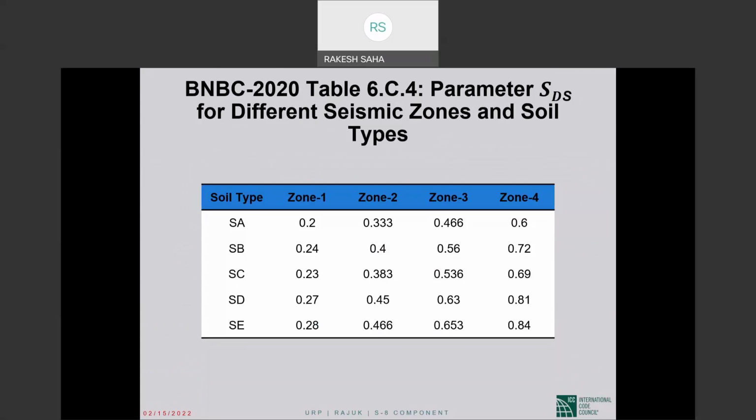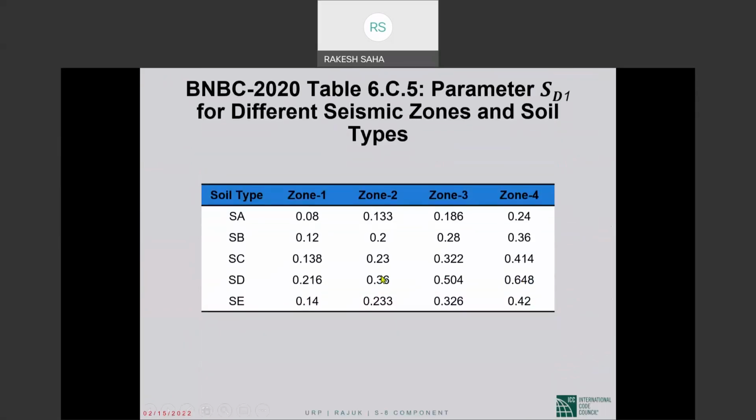BNBC gives you directly in the code S sub DS and S sub D1 values for different soil types, as they're called in BNBC, and for the different seismic zones. Okay, so if you are zone 2 Dhaka and your soil type is SD, your S sub DS is 0.45, directly given in the code. And your S sub D1, also directly given in the code, is 0.36, very convenient. Those values are given.